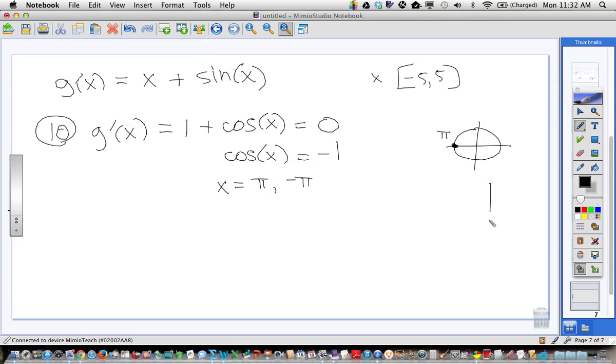Now, here's where just thinking of the cosine curve could be helpful as well. Right? Or excuse me, just think of the cosine curve. Where does cosine equal -1? Right there and right there. At -pi and at pi. Right? So that could be useful as well to get that. All right. Now what do we do with that?